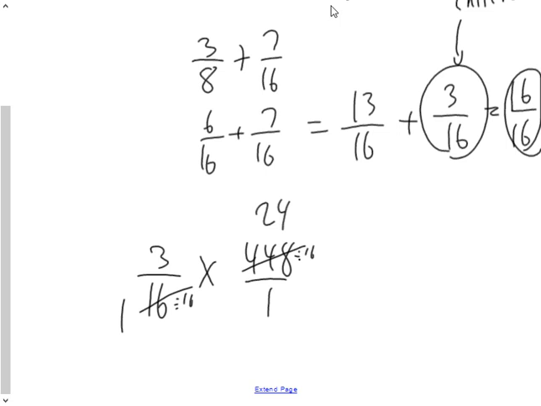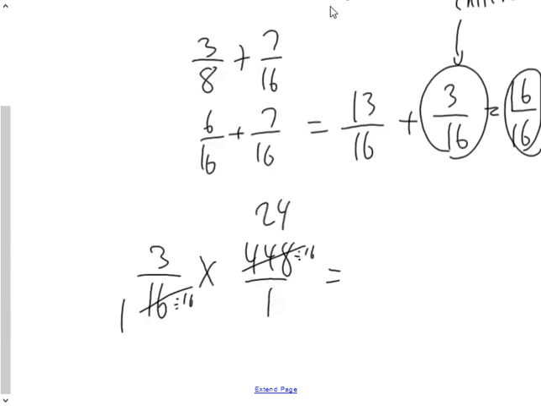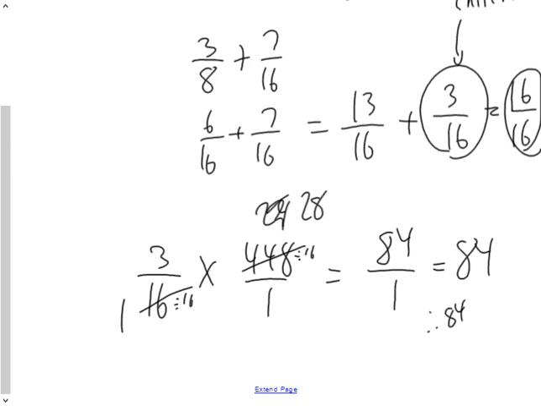3 times 24 is 80. I made a mistake somewhere. Did I make a mistake? Is that 26? What was 448 divided by 16? It is 28. Yeah, that's 28, not 24. 28. 3 times 28 is 84 over 1, or just 84. And therefore, 3/16 of 448 is 84. And therefore, 84 children were at the game. Okay, that's question number 17B. Or 17, I guess.